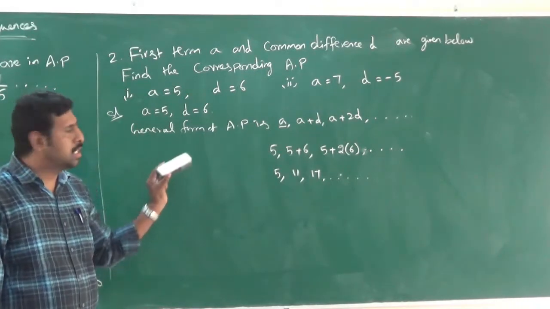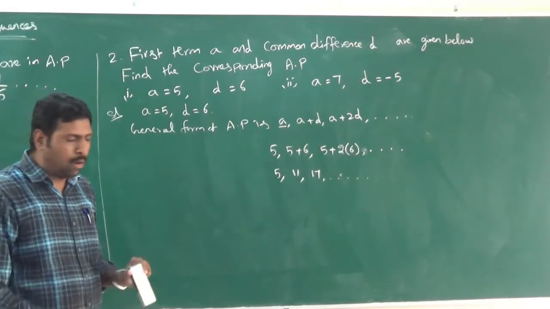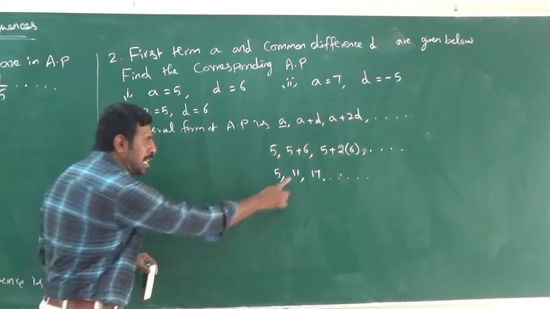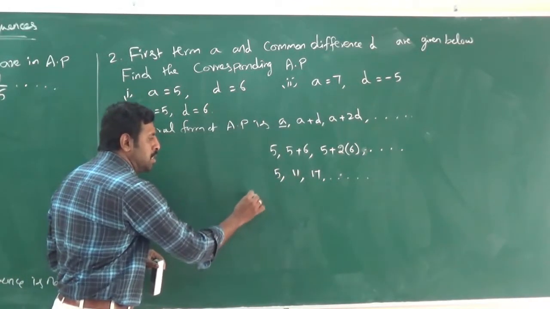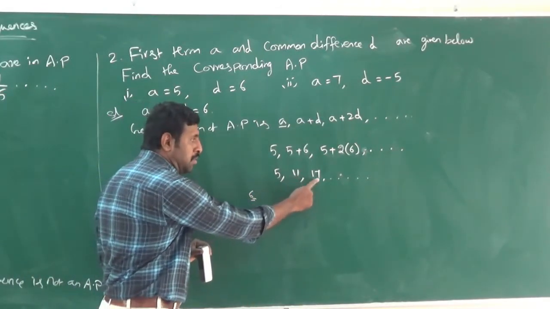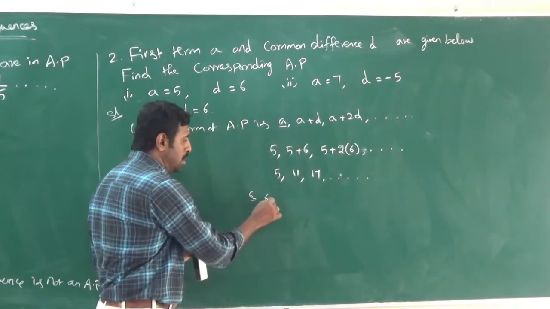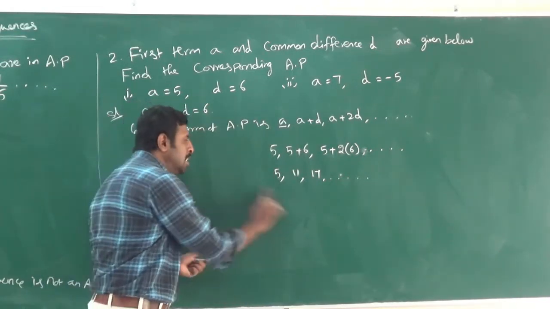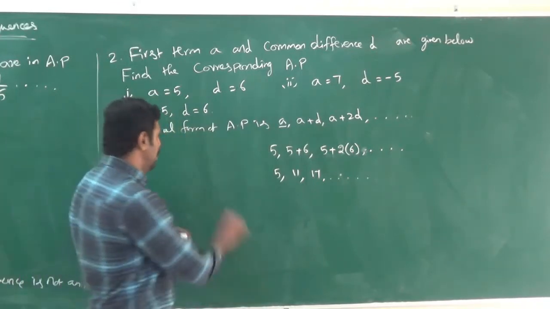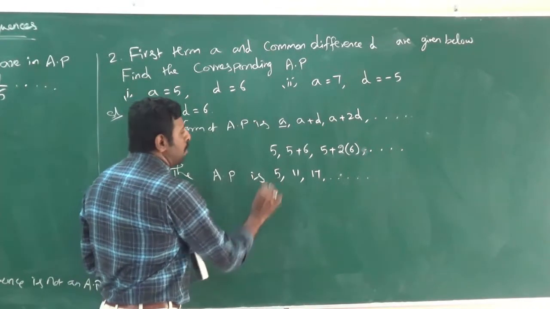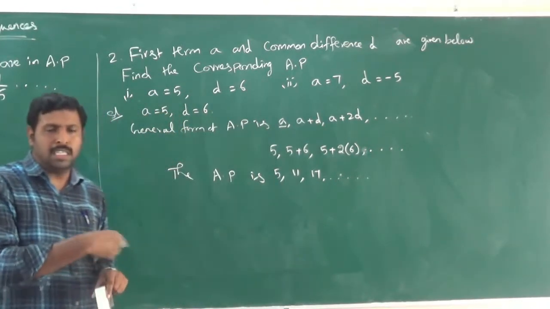The first term is equal to 5 and the common difference is equal to 6. Now we have to cross check it. Are the common differences equal or not equal? See, the second term minus first term, 11 minus 5 is 6. And then third term minus second term, 17 minus 11 is also 6. So the common differences are equal, then clearly it is an AP sequence. The AP is 5, 11, 17 and it goes on, right?